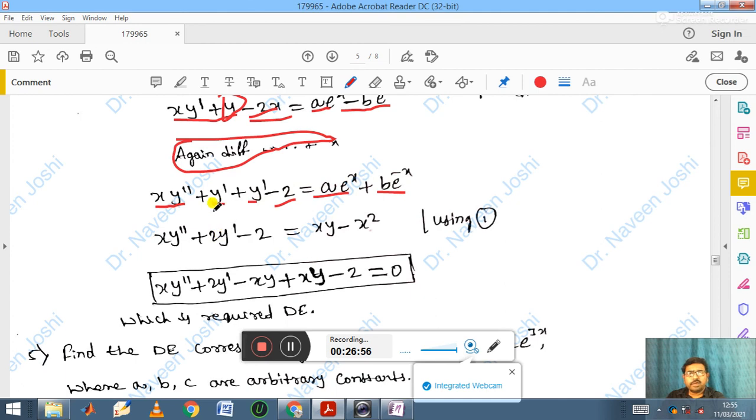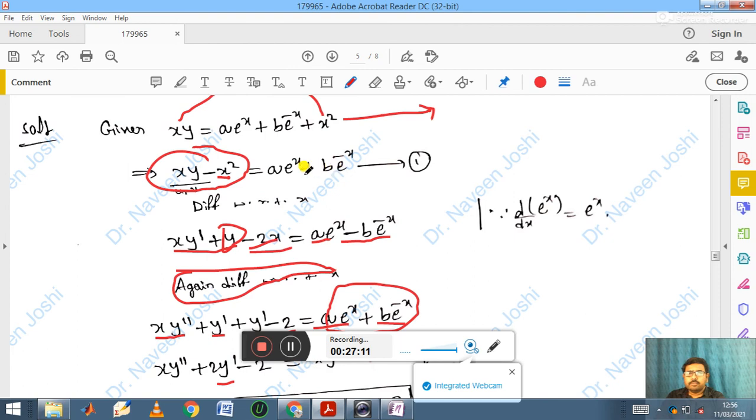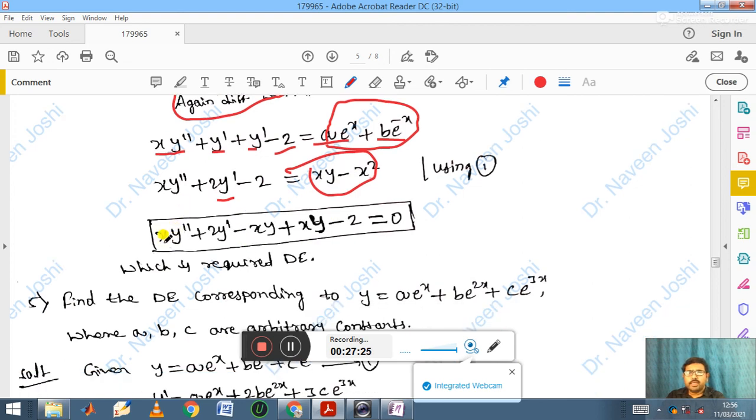Then you combine like terms here: x y double dash plus 2y dash minus 2 equals, here a e power x plus b e power minus x, using equation 1. In place of this you can write xy minus x square, right? Then if you take this to the LHS side and simplify, your answer is xy double dash plus 2y dash minus xy plus xy minus 2 equals 0.